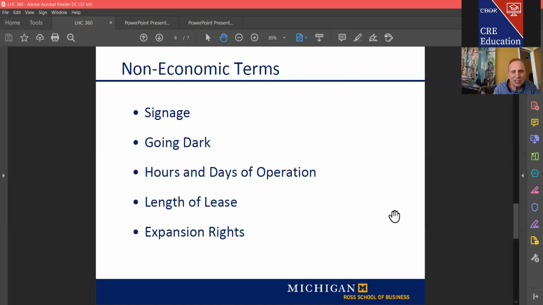Non-economic terms. Signage is important, either in a shopping center or on a building. When we drive by Northwestern Highway or Telegraph or I-75, there's always a sign on a building. That usually only goes to a larger tenant, at least a floor or more, or the largest tenant in the building. They can benefit from that. That has value. Going dark is a term we hear about in shopping centers, which means that a tenant is closing up, and that can hurt the other tenants. Hours and days of operation, that really is a retail term.